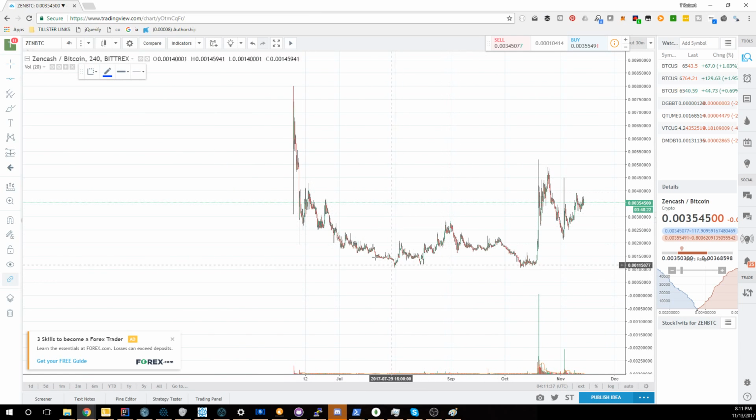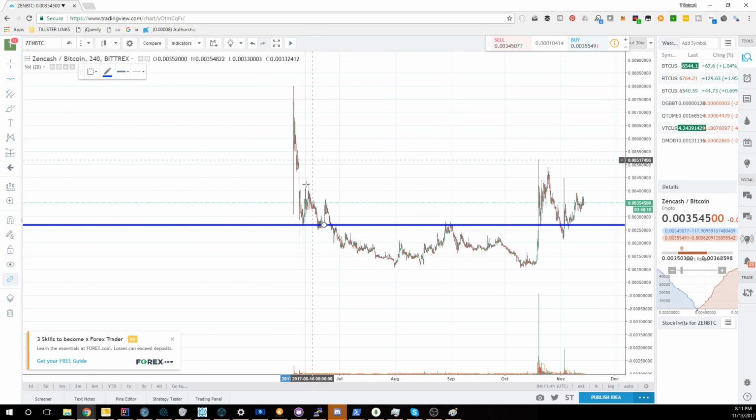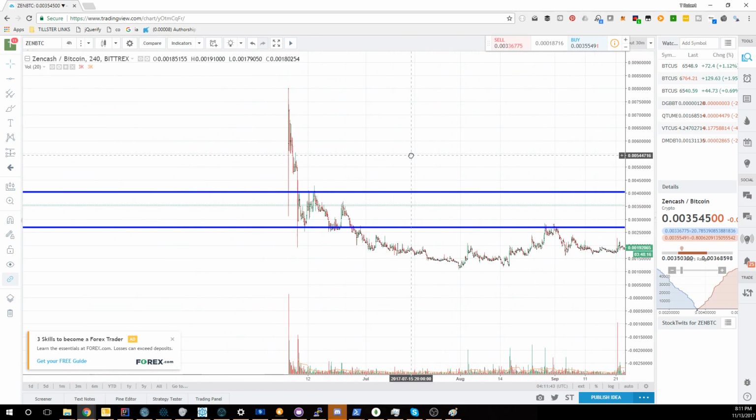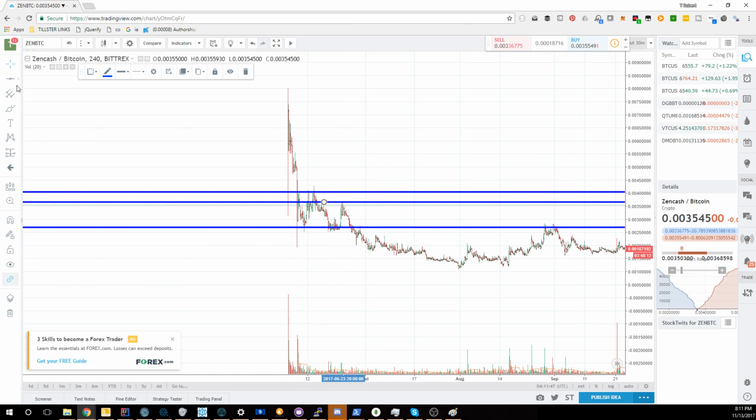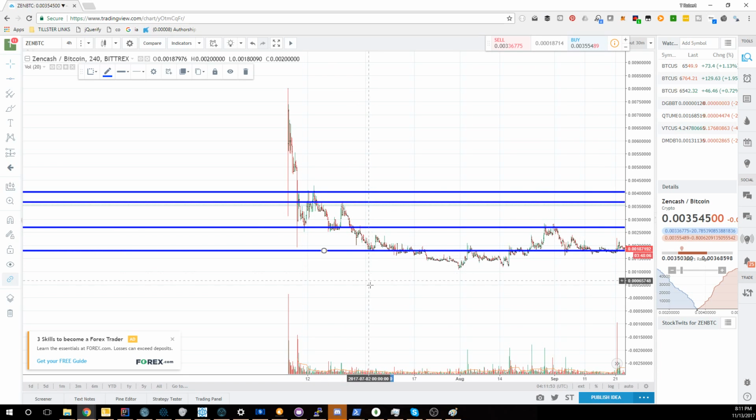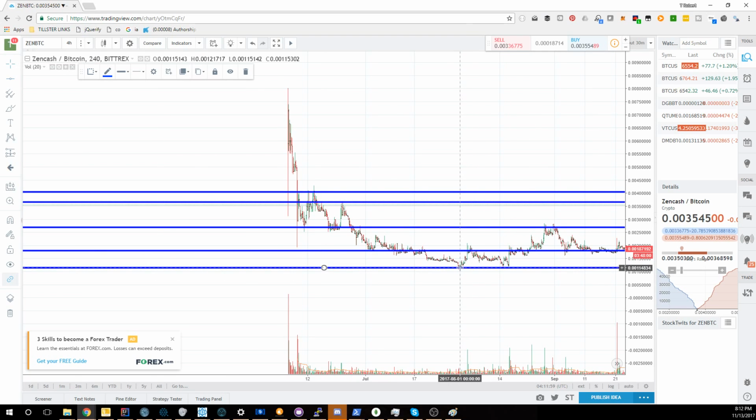Come down here, find the first place that it turned around at. I'd say it's right there. Came back up, turned around right there. Came down, turned around. Came down again. Finally busted through the support line. Found new support down here. Then it found new support down here.